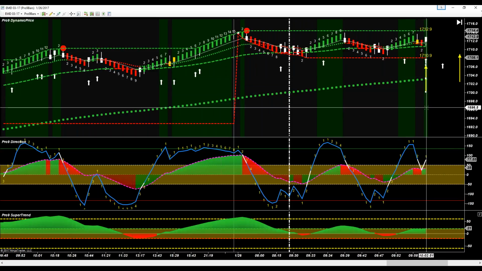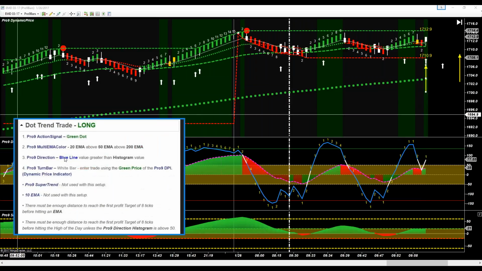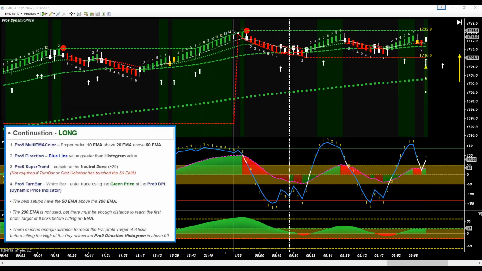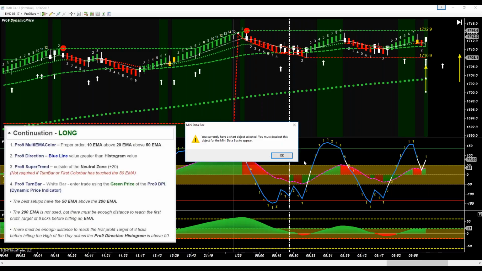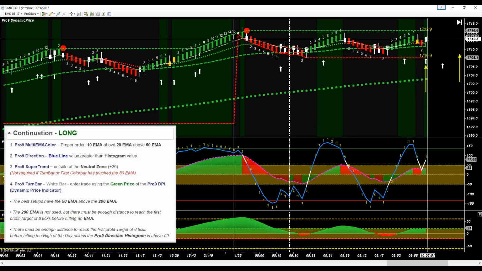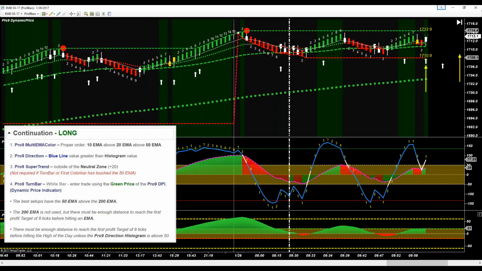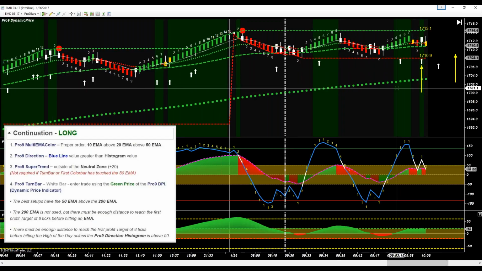we did have a qualified entry here. This would be a qualified continuation. Our EMAs are in the correct order. Our blue line is on the correct side of the histogram. Our super trend may actually not be, it is just outside of its neutral zone. And we have our turn bar. So for argument's sake, if we entered on this turn bar, right after that we would have been stopped out.